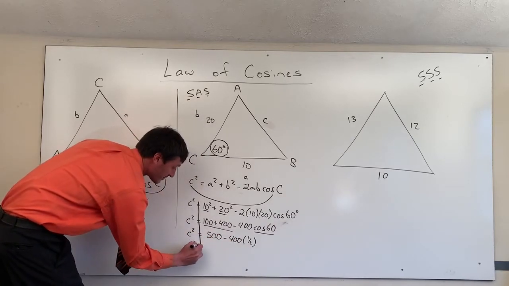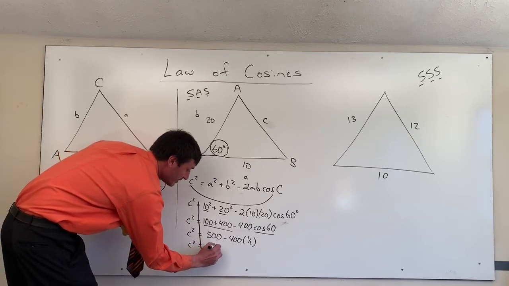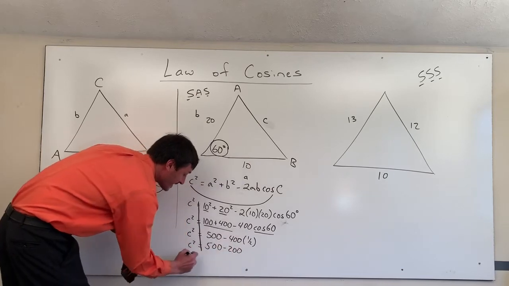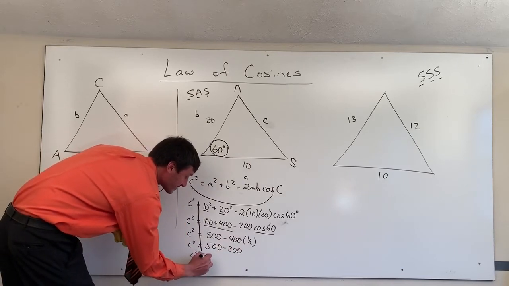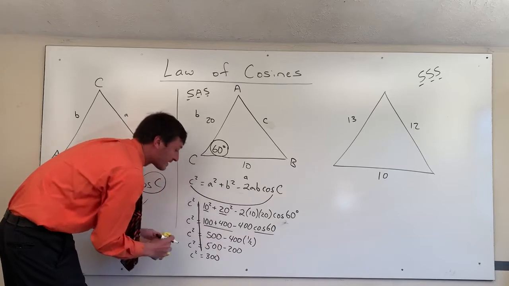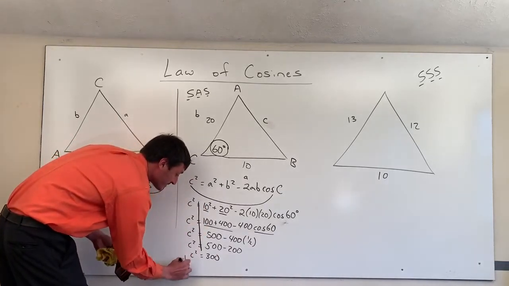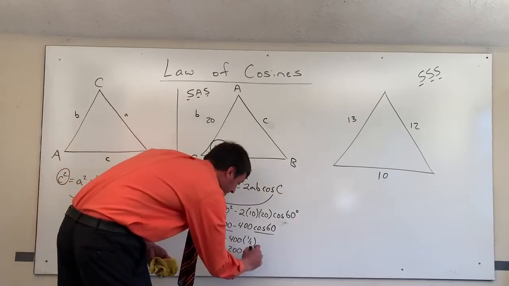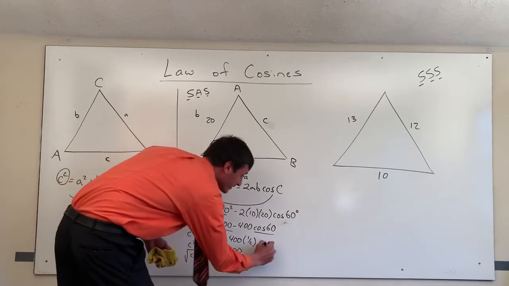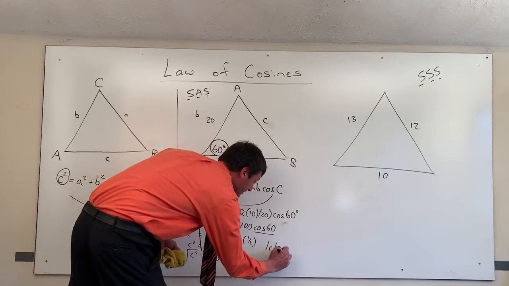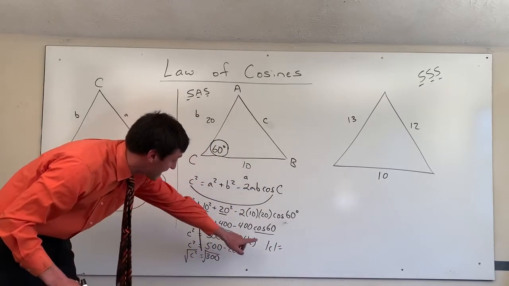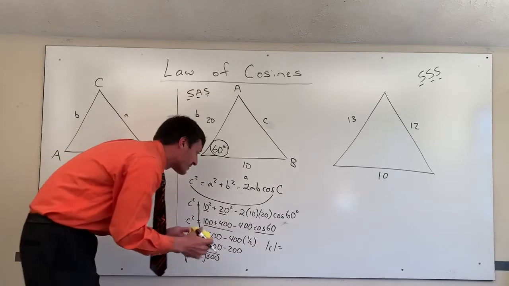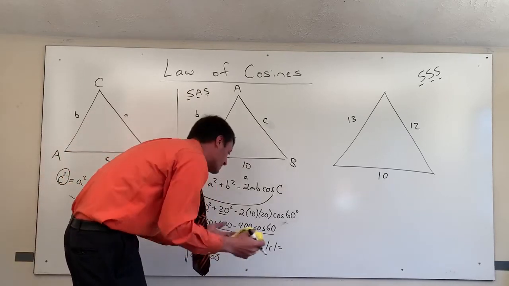So we end up with c squared is equal to 500 minus 400 times 1/2 is 200. And so we end up with c squared is equal to 300. And lastly, all we have to do is take the square root. We take the square root of 300. And this gives us that the absolute value of c, remember that the square root of c squared is absolute value of c, is equal to, what's the square root of 300? 18 squared is 324, and 17 squared is 289.